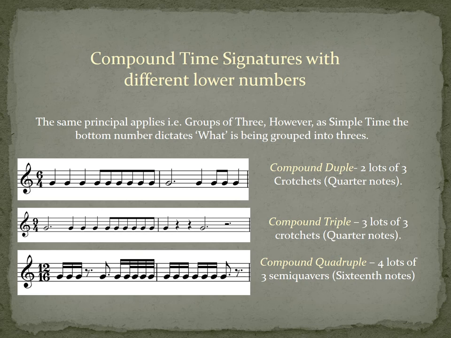The next one, 9/4, exactly the same, except compound triple. The top number is a nine, three lots of three, each one adds up to a dotted minim. So therefore, this one is compound triple, three dotted minim beats. Last but not least, 12/16. The 12 represents four lots of three, but the 16 is semiquavers. So therefore, you'd be looking at four dotted quavers to each bar.